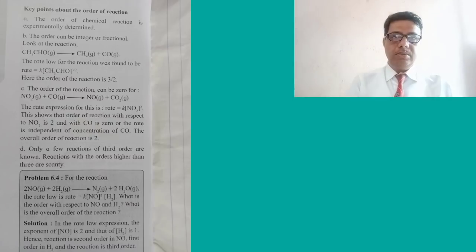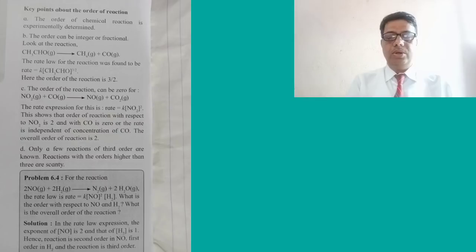We can add the sum of powers of concentration of both reactants, that is of NO2 is 2, of CO is 0, so 2 plus 0 is equal to 2. So the overall order of the reaction is 2. This is the third key point for the order of the reaction.